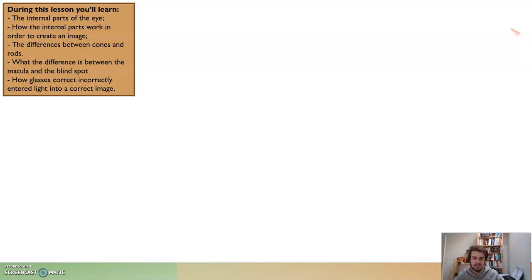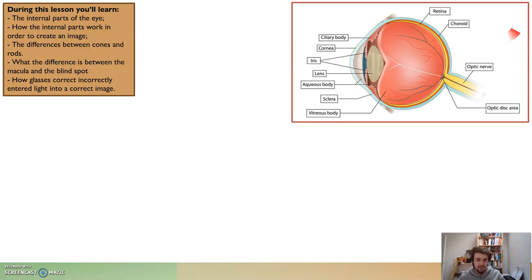We're going to discuss the difference between the cones and the rods, and we're going to discuss the distinctive differences between the macula and the blind spot. And finally, we're going to discuss how glasses are able to create a proper image, even though your eyes aren't working properly. This is the image that we're going to discuss for today with the distinctive parts listed.